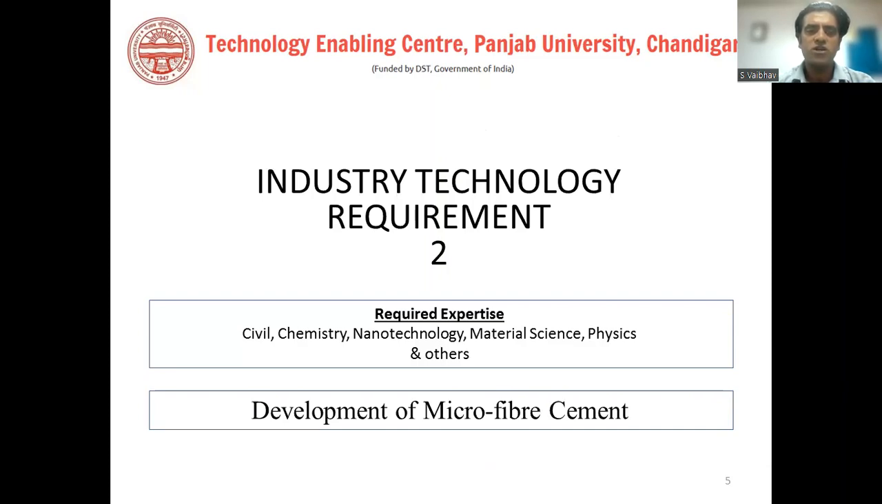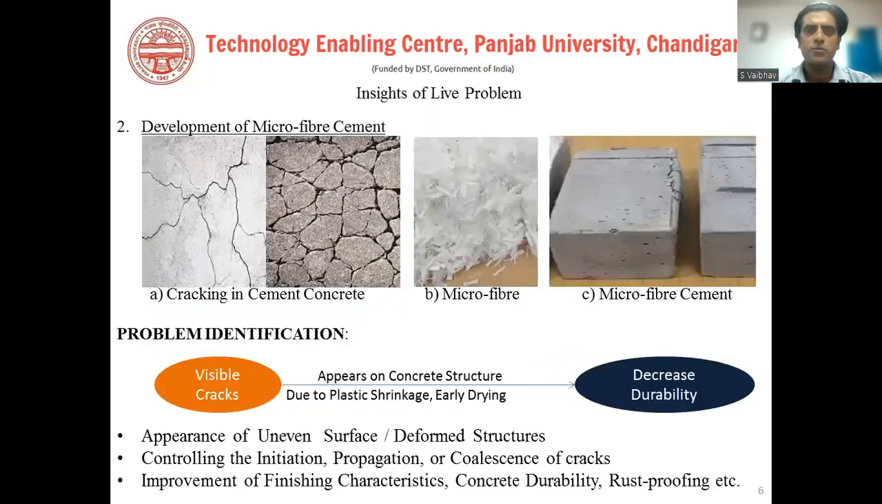The next industry technological requirement is the development of microfiber cement, in which we require expertise from civil engineering, chemistry, nanotechnology, material science, physics, and other departments may collaborate. In this, visible cracks appear on the concrete structure due to plastic shrinkage or early drying. It decreases the durability of our cement concrete structures. Uneven surfaces and deformed structures appear, and we have to control the initiation and propagation of such cracks.